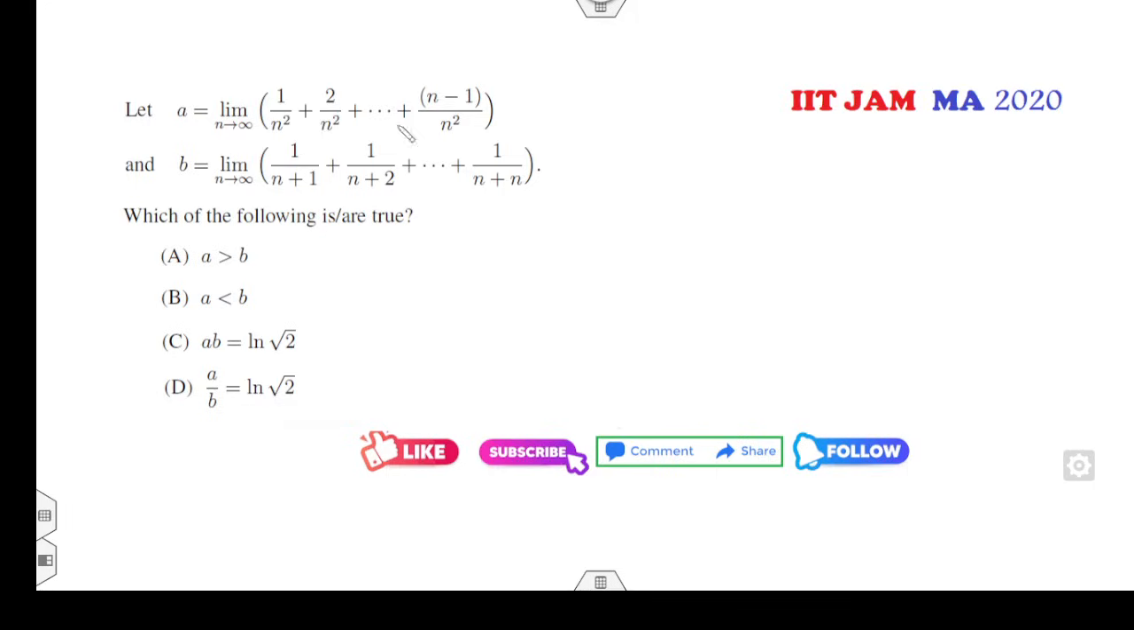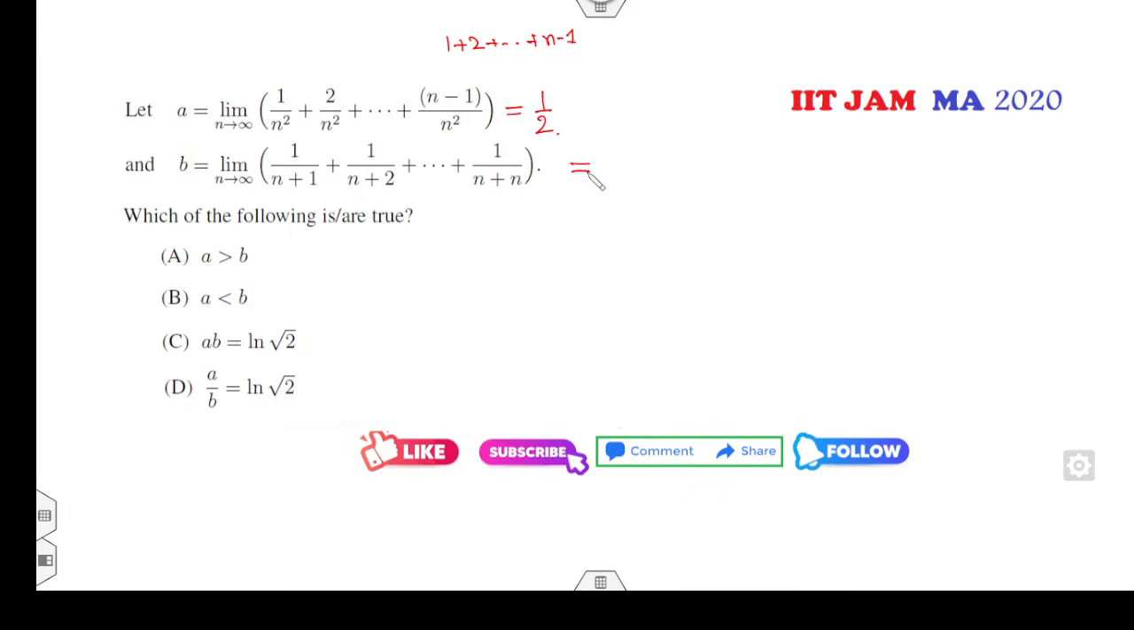Okay, look at the next one. For A, I can take n square as the LCM. The numerator becomes 1 plus 2 up to n minus 1. That's the sum of the first n minus 1 terms. Fine. So that will be, one n will be cancelled, n minus 1 over 2n. So the limit will be half as n approaches infinity. Clear? How can you find the b?